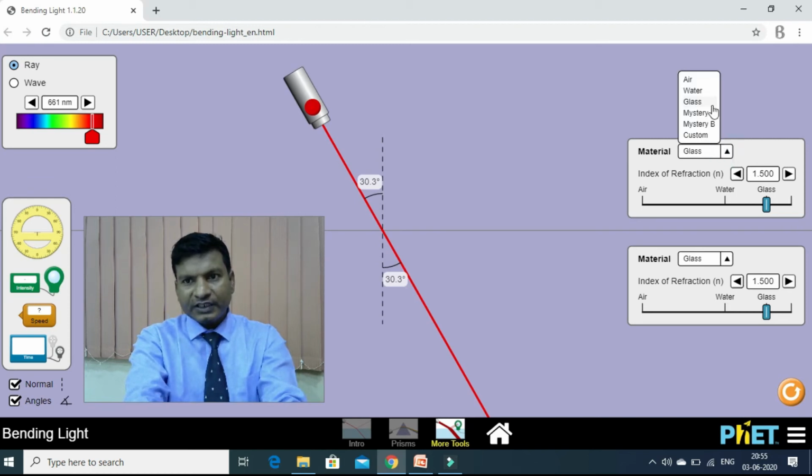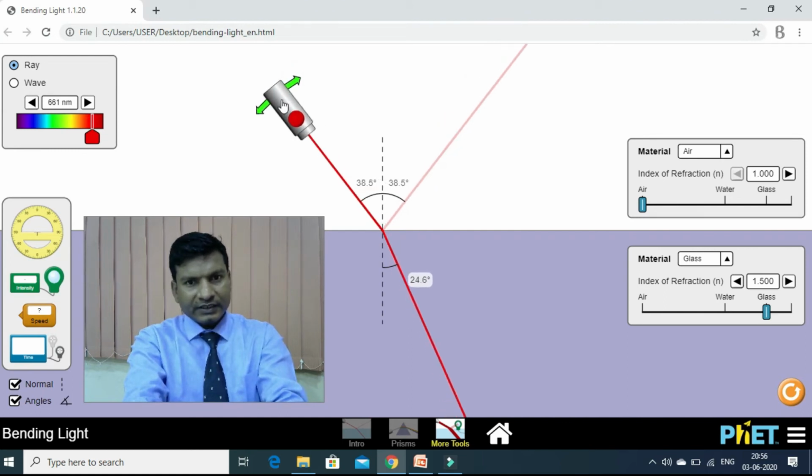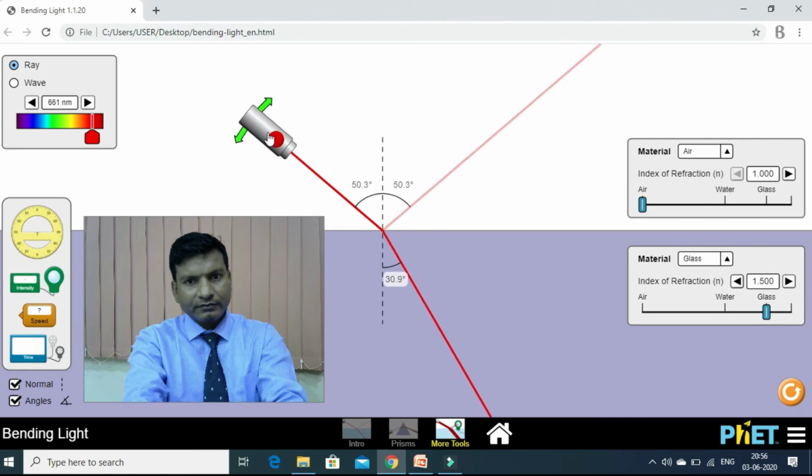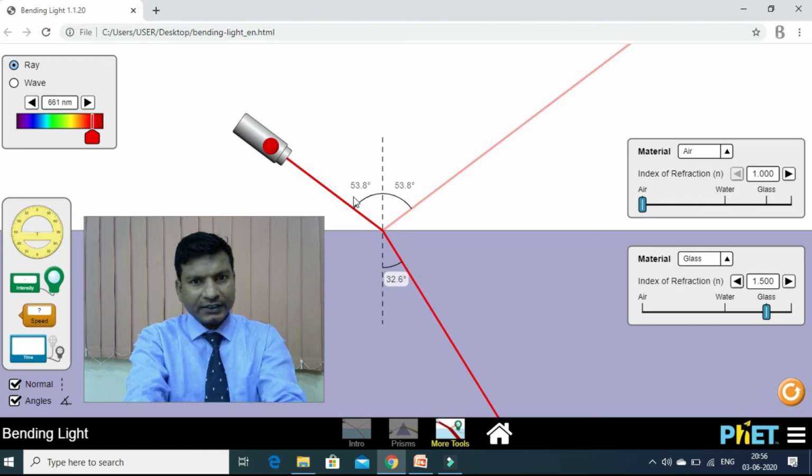Suppose the first medium I now make air, and the second medium I make glass. Now I am changing the angle of incidence over here. See, if the angle of incidence is changed, what happens? Accordingly, the angle of refraction is also changing. Are you seeing that? It is now 53.8 and it is given here 32.6 degrees. So when the angle of incidence is changing, the angle of refraction is also changing.